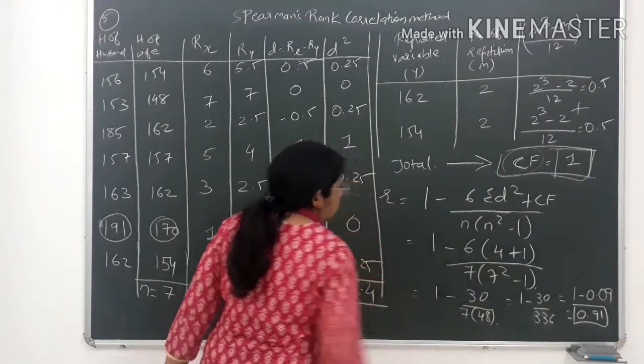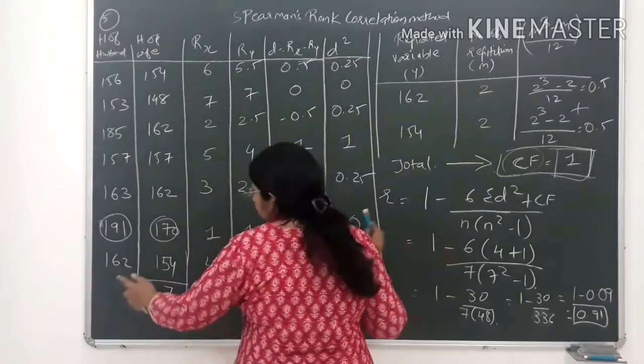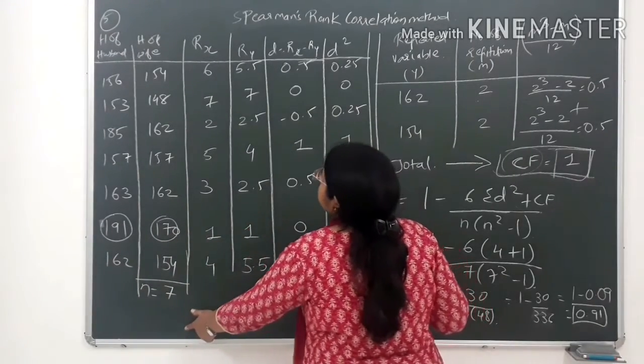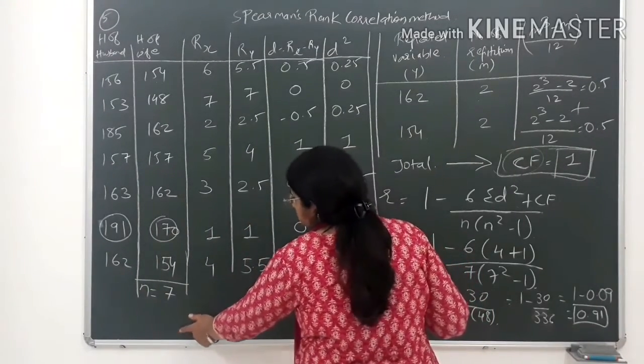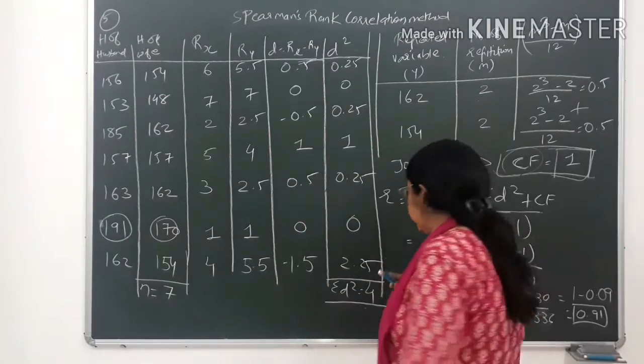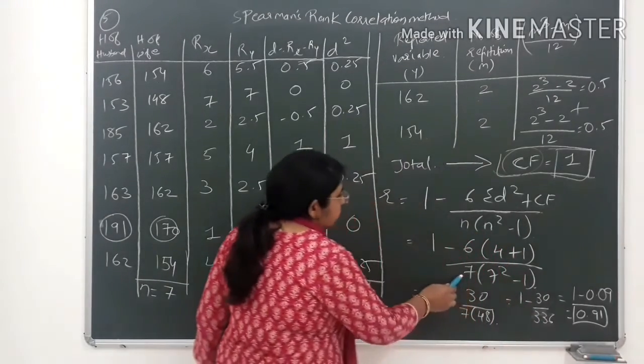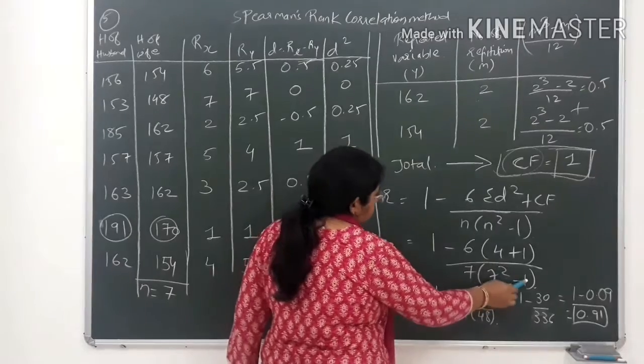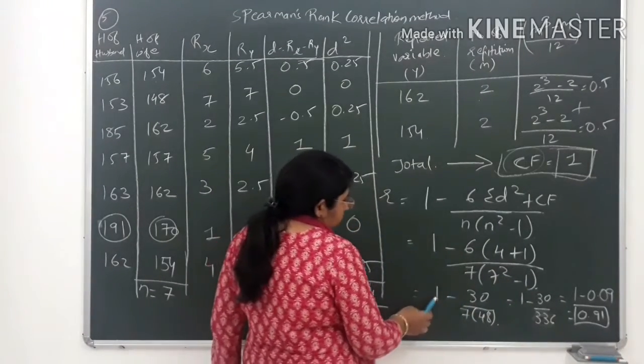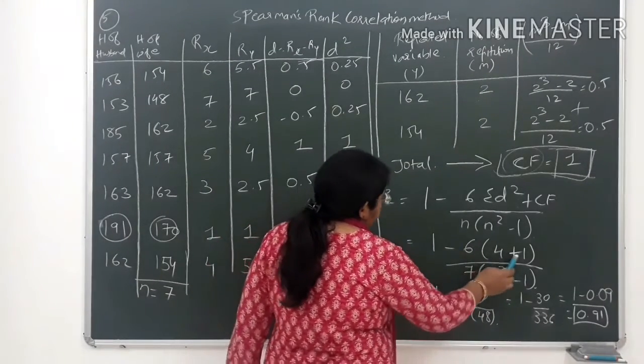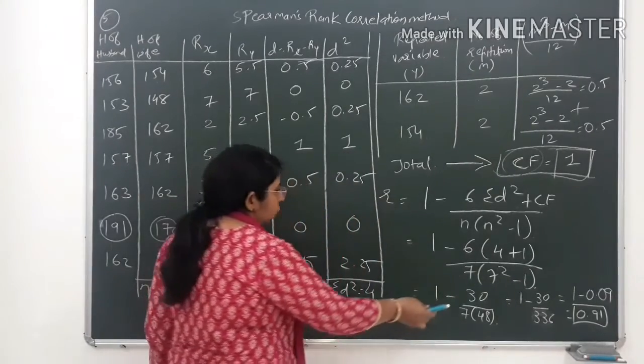So 4 plus 1 upon n value that we already understood, that is 7 observations, 7 data has been given to you. So value of n, that would be 7. So n is equal to 7 into bracket 7 square minus 1. So upper value 1 minus 4 plus 1, that would be 5. 6 into 5, so 30.